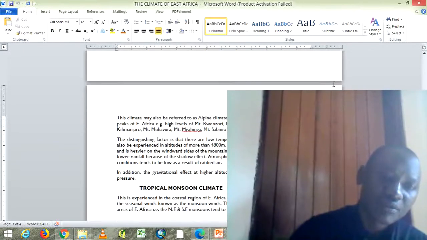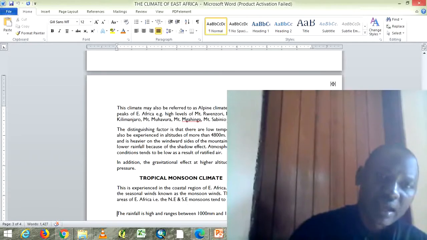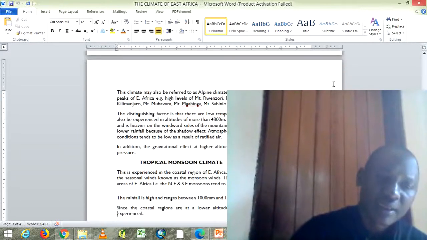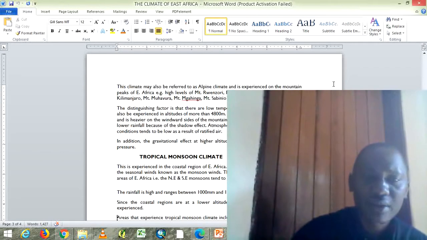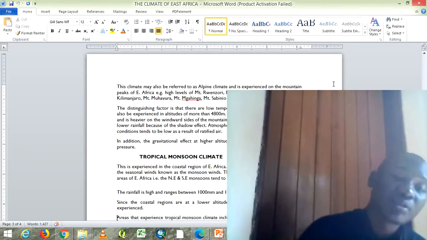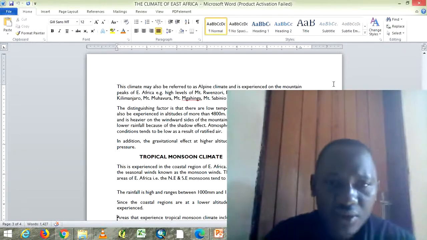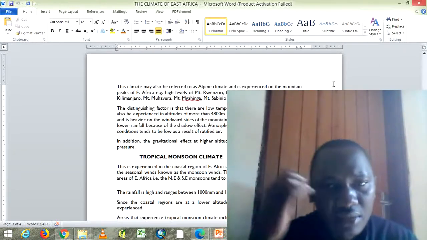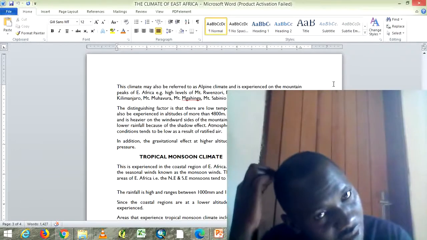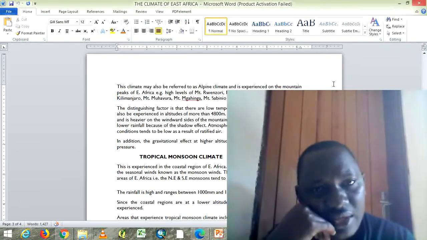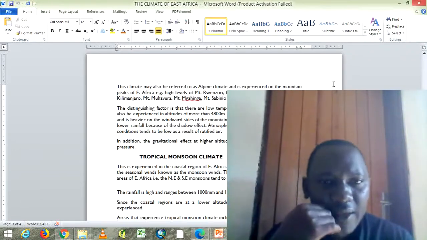climate type is mountain climate, or what we call alpine. This climate may also be referred to as alpine climate. It's experienced on the mountain peaks of East Africa. Those mountain peaks like Mount Rwenzori, Mount Kenya, Mount Elgon, Mount Meru, Kilimanjaro, Muhabura, Mount Mgahinga, Mount Sabinyo, etc.